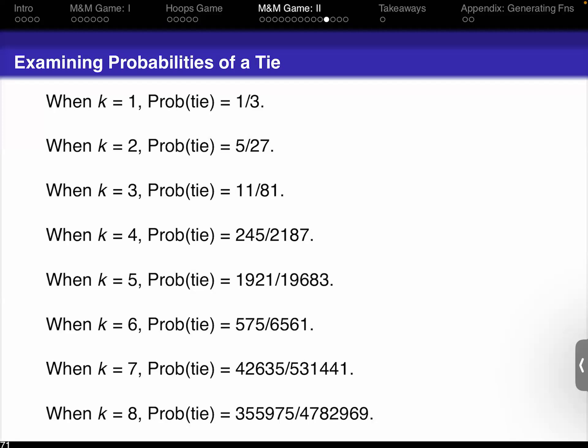The denominator is 3. What about 21/87? Is that a power of 3? Yes. What about 19/683? Is that a power of 3? Yes. The denominators are all powers of 3. How do the powers of 3 go? 3 to the first, 3 cubed, 3 to the fourth.